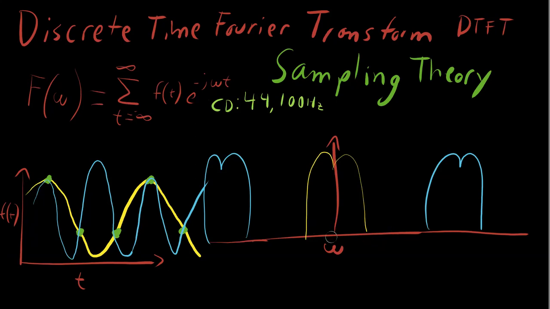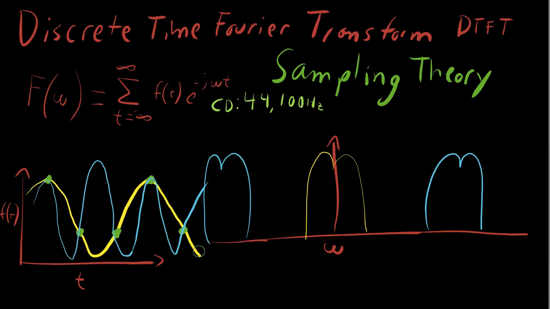And since these are copied out every 2 pi, the sampling rate will determine how far apart these blobs of the Fourier transform are. And the slower the sampling rate, the fewer ticks you take, the closer these two become in the frequency space. What's worse is that should this tip ever overlap with this tip because you're sampling too slowly, you no longer can perfectly discriminate the frequency information that is contained in the signal.